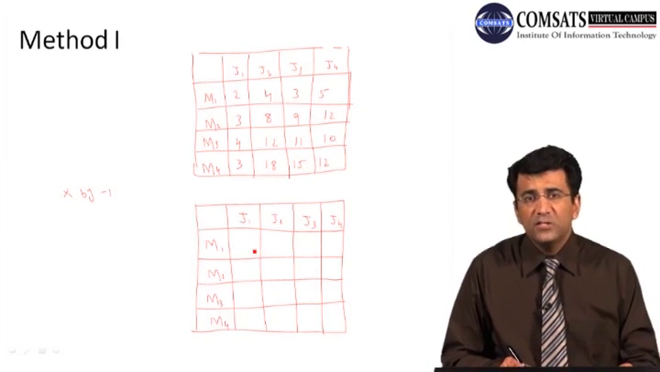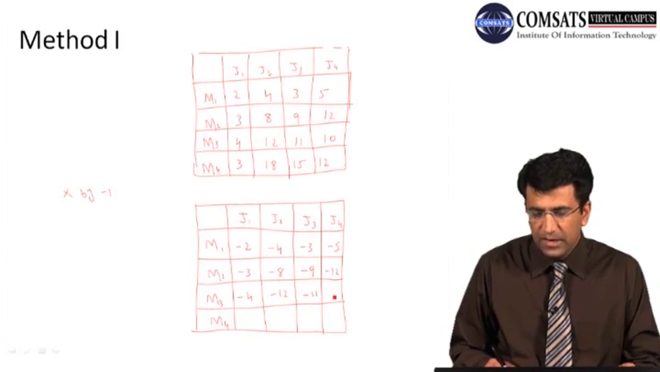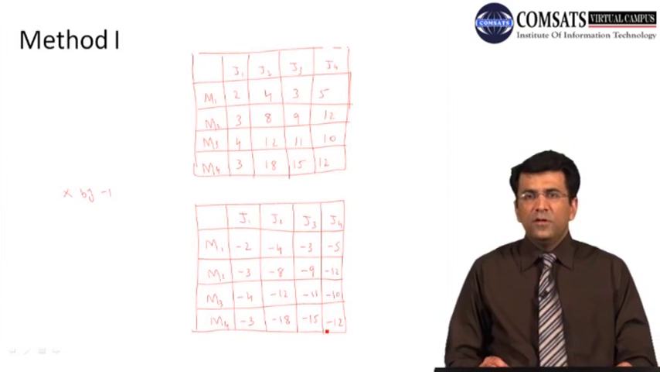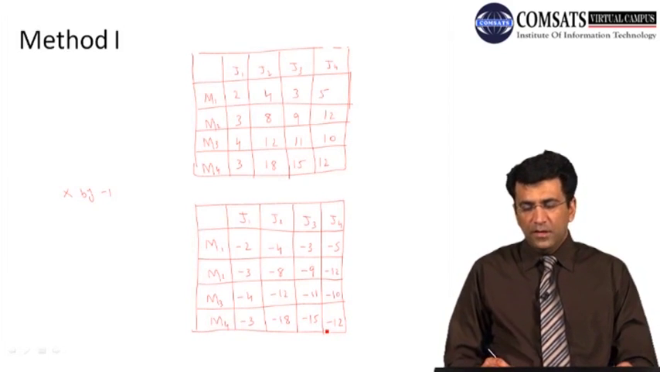So class, the signs of all the values will be changed. This will be -2, -4, -3, -5. This will be -3, -8, -9, -12, -4, -12, -11, -10, then -3, -18, -15, -12. So this is the first step which we will do for the maximization problems.